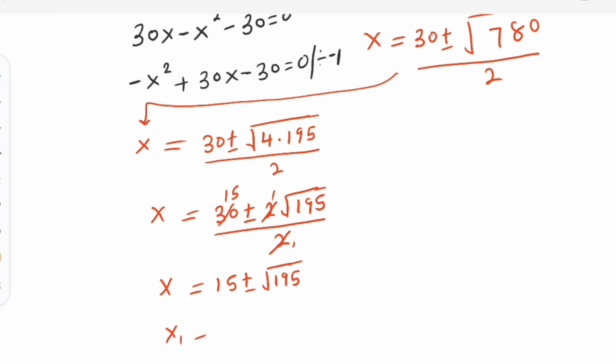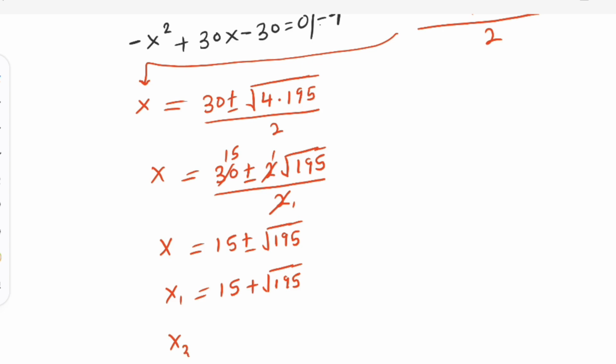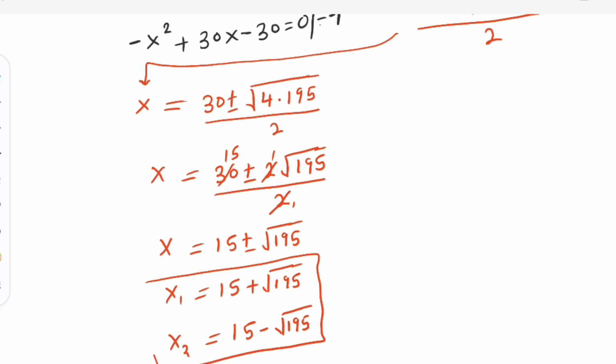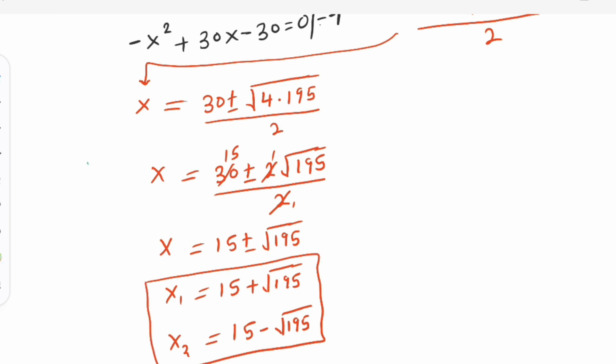Then x1 is equal to 15 plus root 195, and x2 is equal to 15 minus square root of 195. These are the values of x. We've gotten the value of x. Let us solve for y. To solve for y, from equation 3, y is equal to 30 minus x.